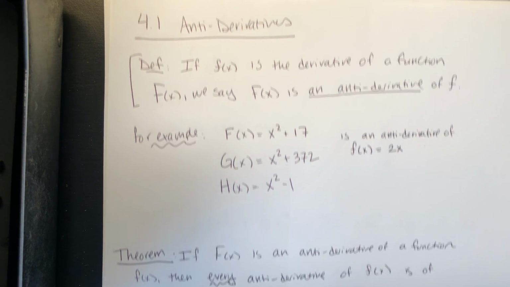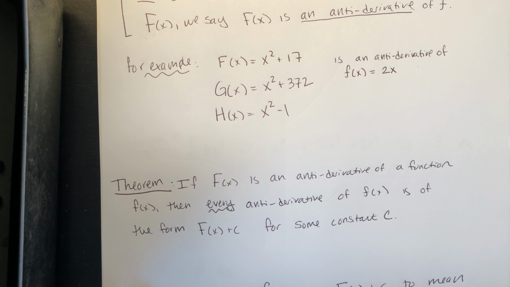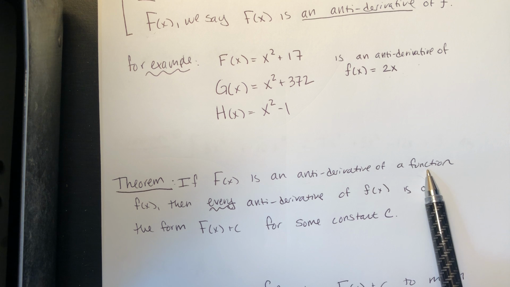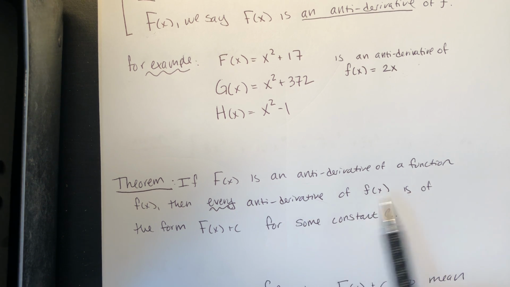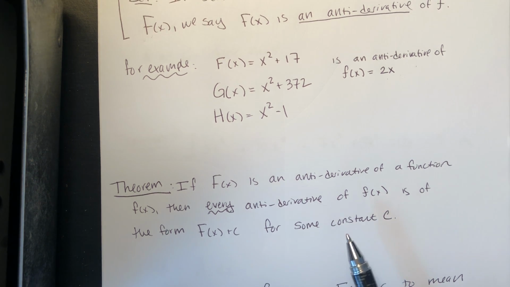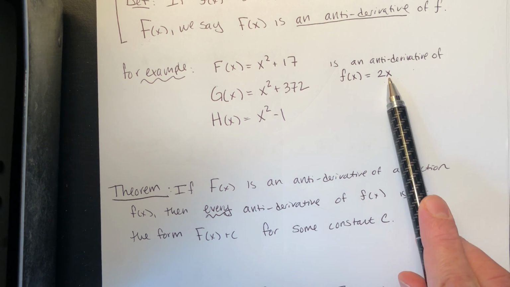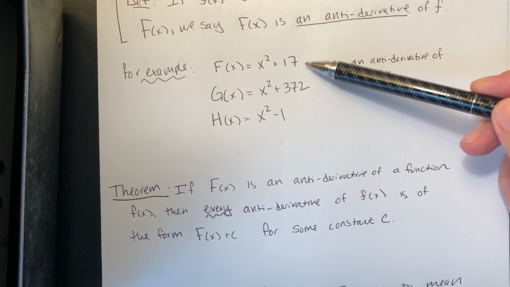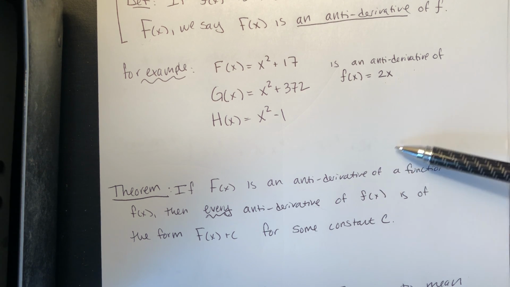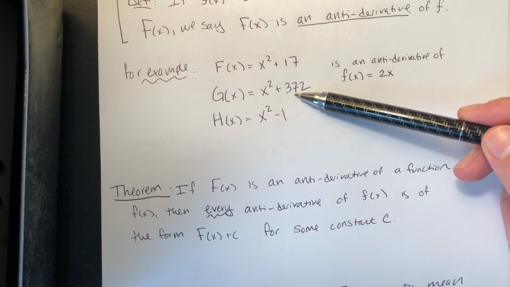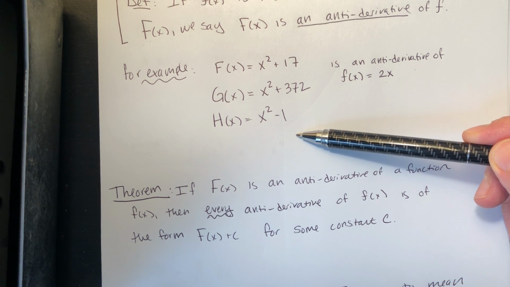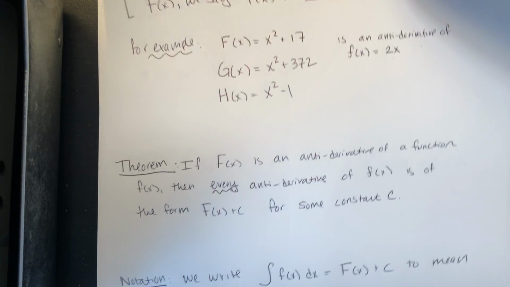But luckily we have this theorem which tells us that's the only way your antiderivatives can really differ from each other. It says if big F of x is an antiderivative of a function little f, then every antiderivative of little f is going to be of the form big F of x plus c for some constant c. In other words, every antiderivative of 2x is going to be of the form x squared plus some constant. You're not going to get any other crazy different types of functions. They're all going to look exactly like this with some constant at the end, and that constant could potentially be 0.